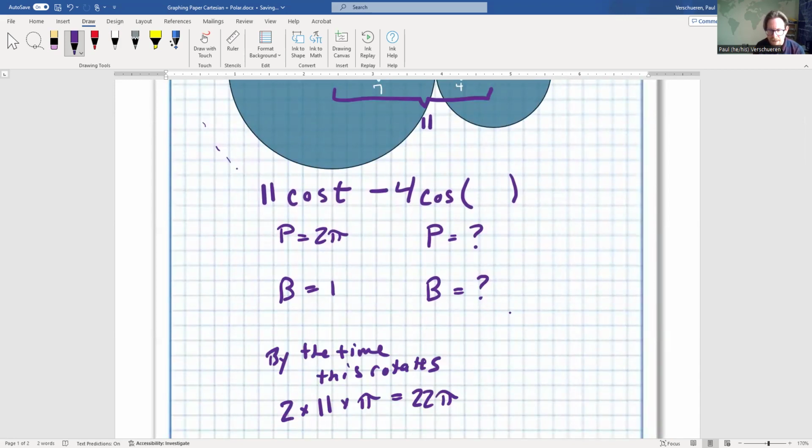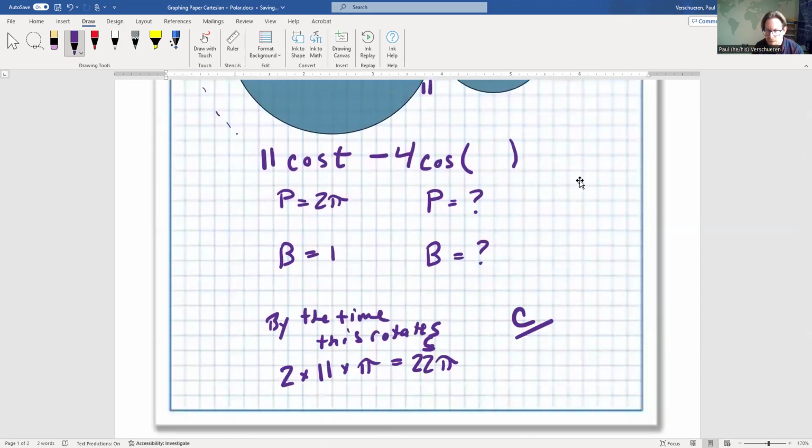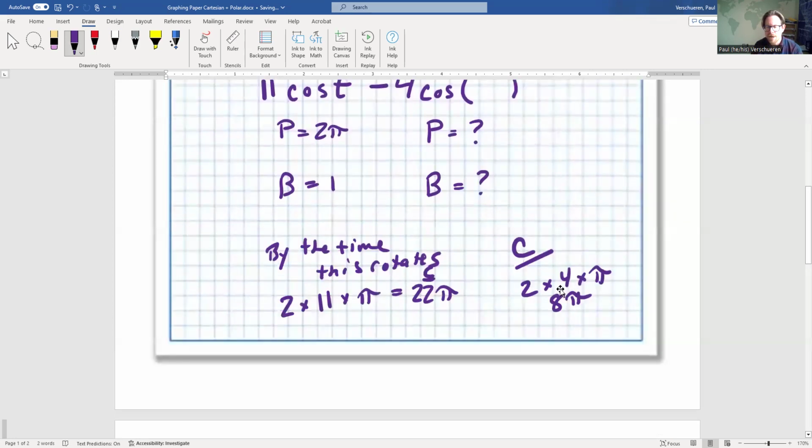Well, the circumference of the smaller circle is 2 times radius times pi. So that's going to be 2 times 4 times pi. That's 8 pi. So in order to figure out how many times this has gone around, the question is, how many times will 8 pi go into 22 pi?